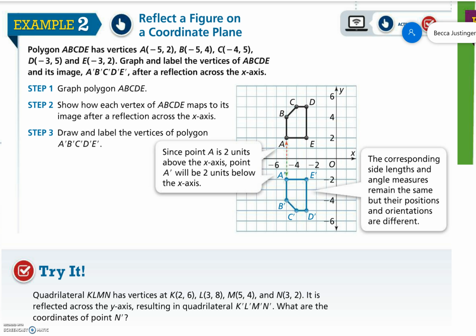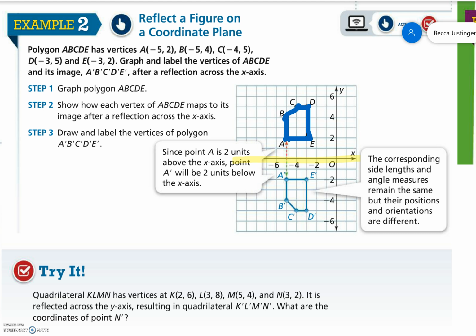Okay, so the first thing you have to do is graph the points. So they did that for us. There's A, B, C, D, E, connected them all. And now they tell us they have to reflect it over the x-axis. So my x-axis is my line of reflection. So every point is going to be flipped down.